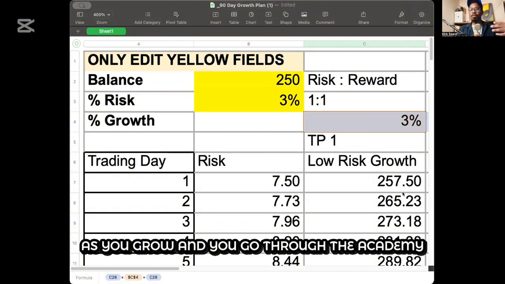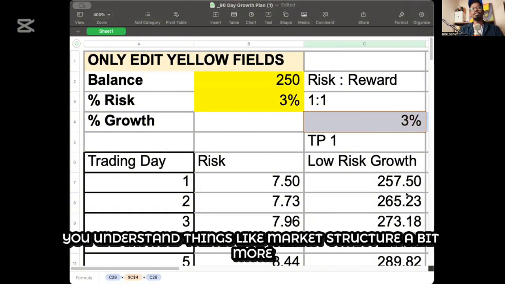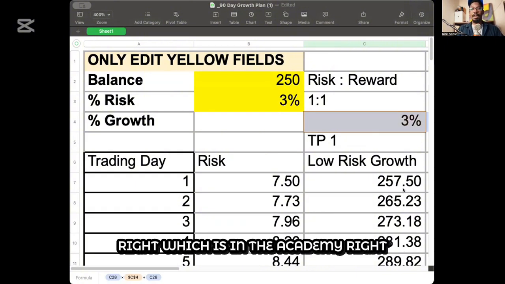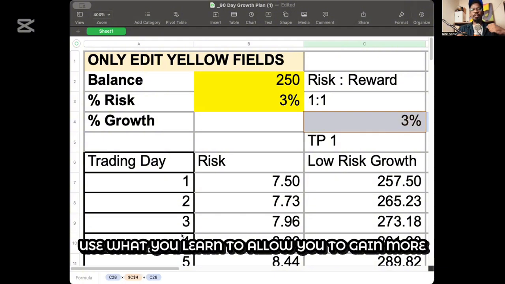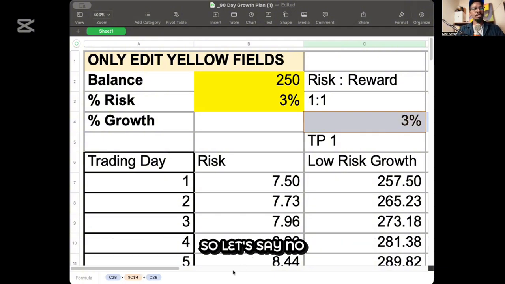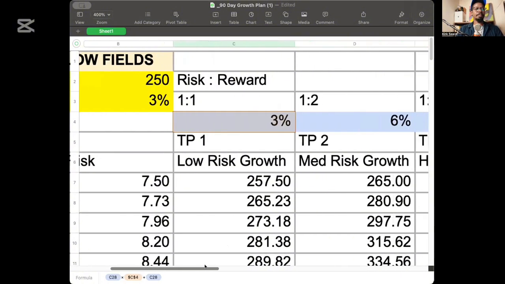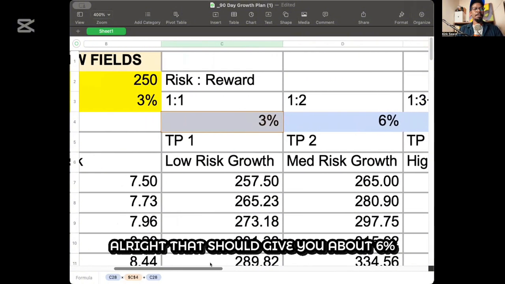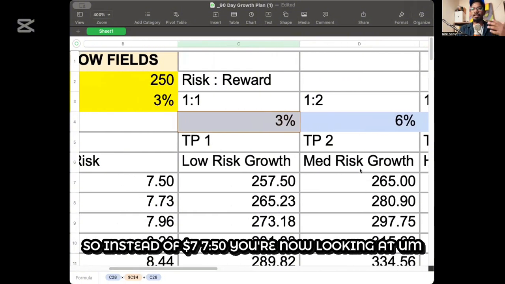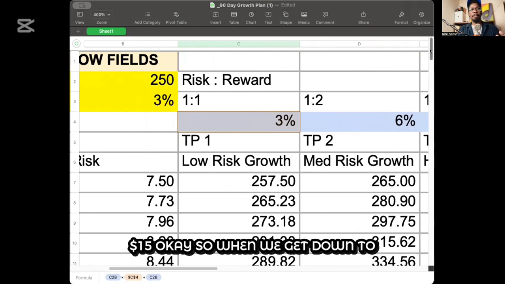As you grow and you go through the academy and you understand things like market structure a bit more, which is in the academy, that's to teach you all about that, you're now able to use your education to allow you to gain more. So let's say now when a trade is sent out, instead of just take profit 1, you're now able to take profit 2. That should give you about 6%. So instead of $7.50, you're now looking at $15.